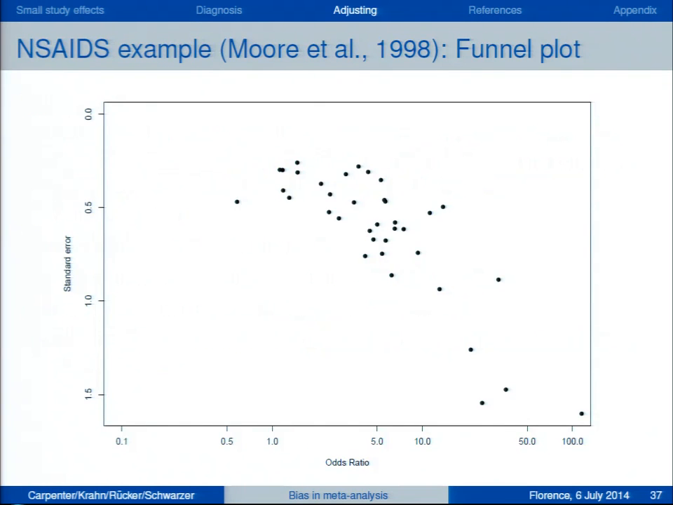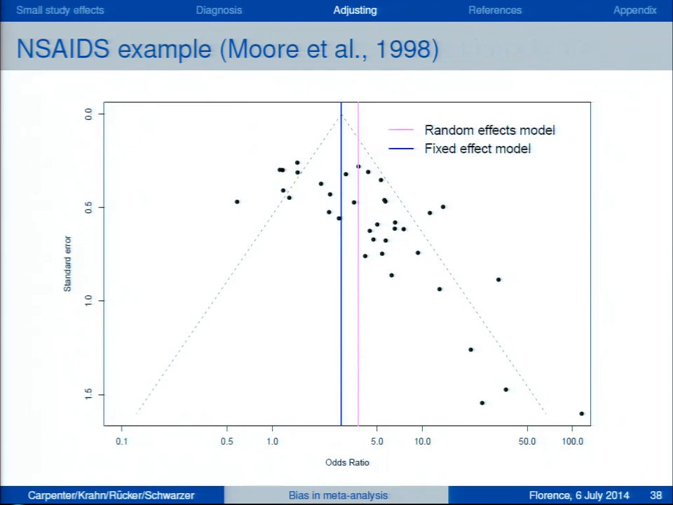So these are the data. A very, very asymmetric plot for whatever reason. So that's surely no triangle here. These are the estimates from the random effects model and the fixed effect model, and they are very different. You see that. And this is a hint to asymmetry and maybe bias.